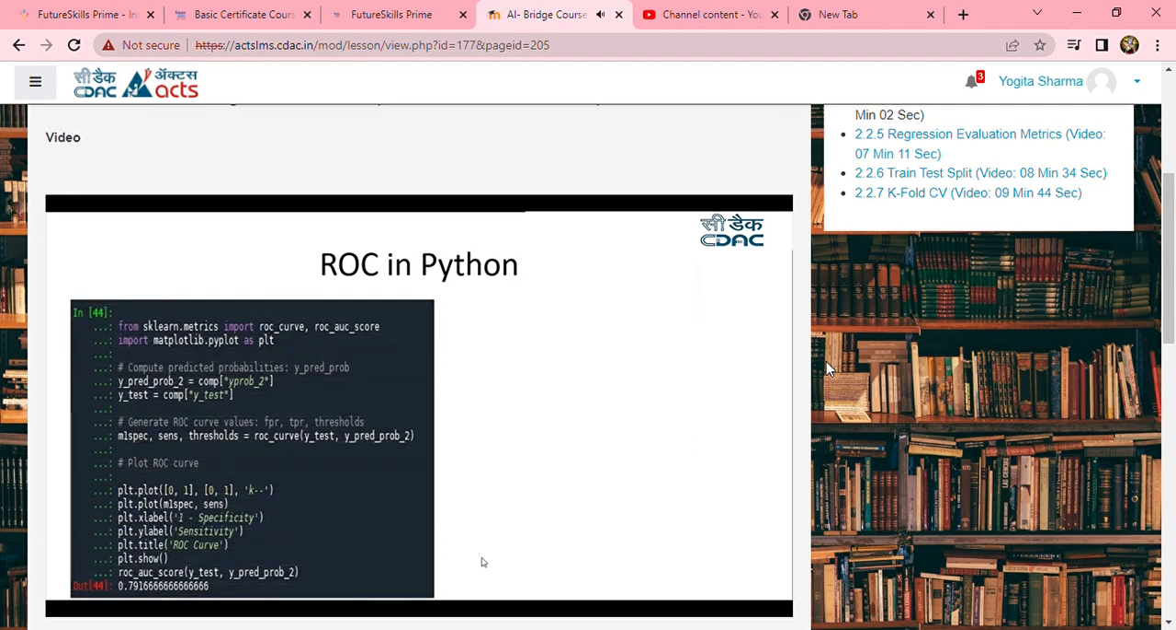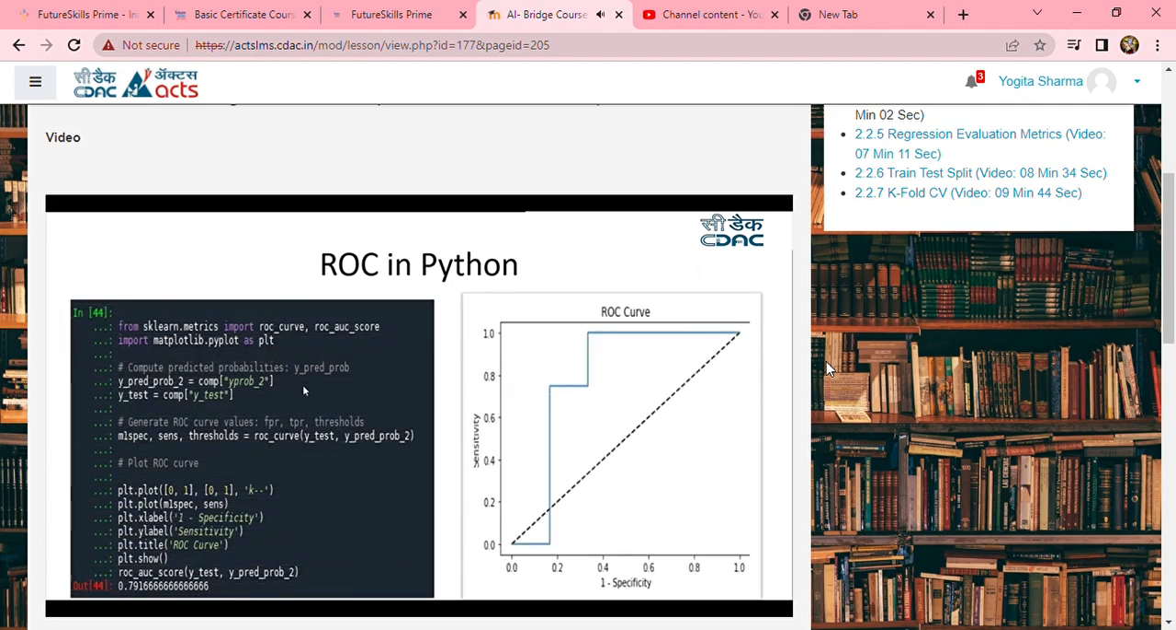ROC can be generated with the help of the following functions in Python scikit-learn. There are two functions, roc_curve and roc_auc_score, which is meant for calculating area under the curve. roc_curve generates basically the 1 minus specificity, sensitivity and threshold, these three vectors, or I can say these three numpy arrays, as the output, and these can be passed on to our matplotlib function to display the ROC curve.